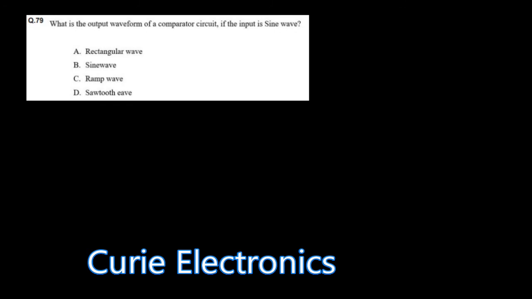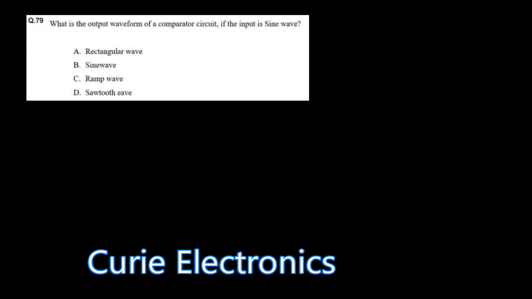The maximum rate of change of output voltage caused by a step input voltage of an op amp is called? The rate of change of output voltage is known as the slew rate of the op amp. The unit is microvolt per second, or nanovolt per second.